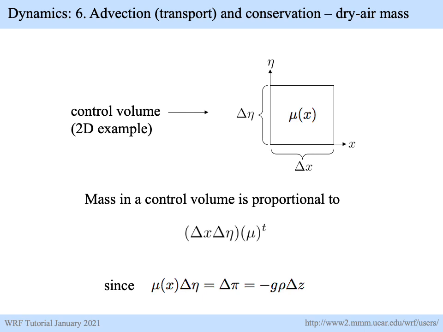So you can see that'll give you the mass in that control volume at time t. And you can also depict that in terms of other variables, in this case the dry air density and delta Z, if one wants to think of it in that way. So that's the mass at a given time.